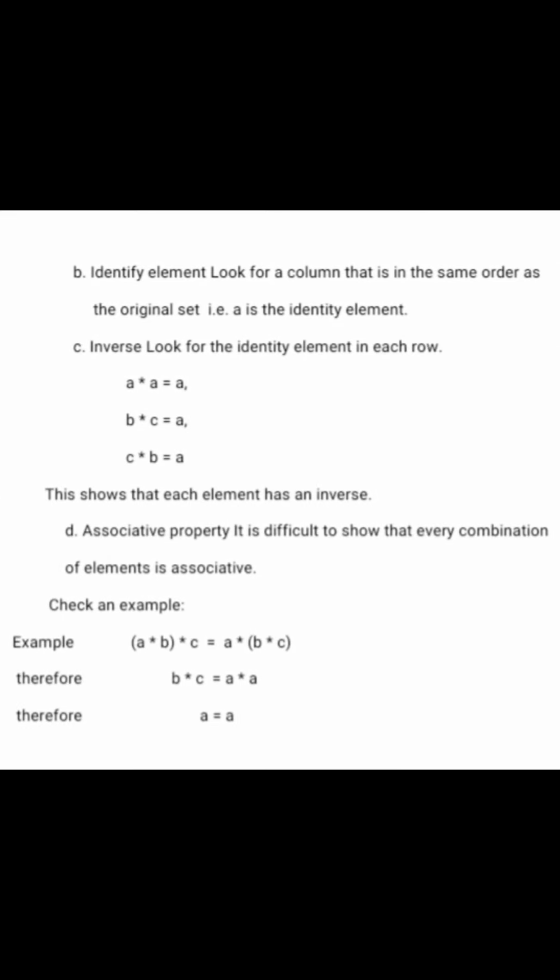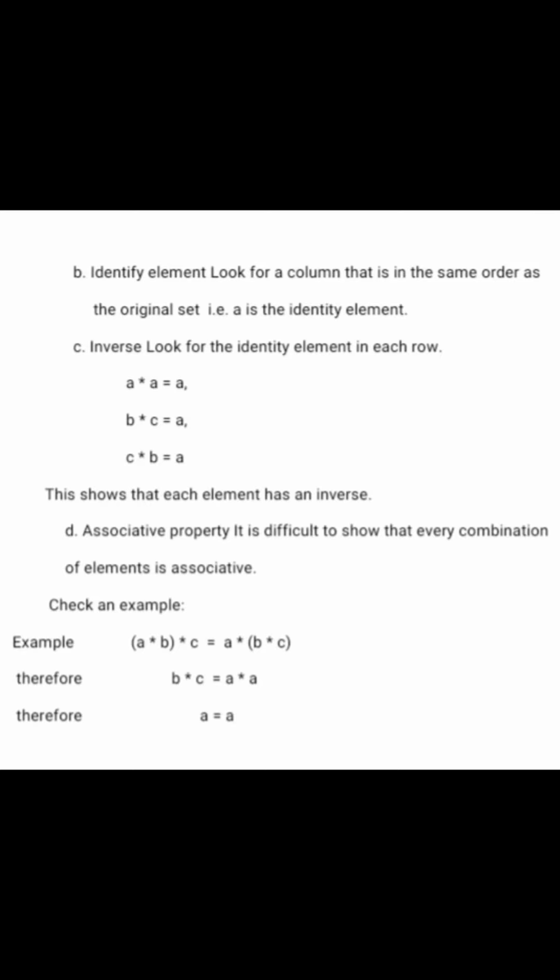A. Closure. Every element in the table is in the set A, B, C. B. Identity element. Look for a column that is in the same order as the original set. A is the identity element. C. Inverses. Look for the identity element in each row. A times A equals A. B times C equals A. C times B equals A. This shows that each element has an inverse.